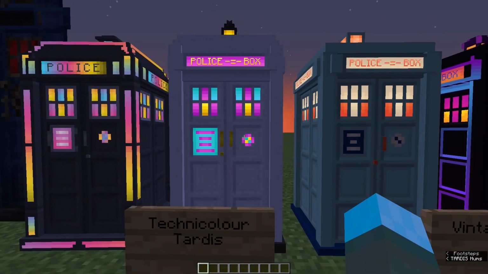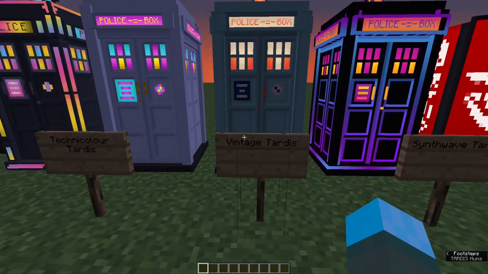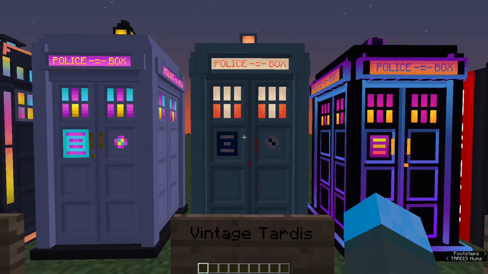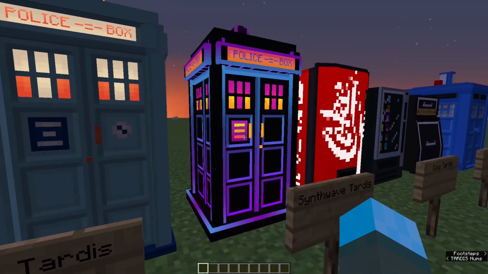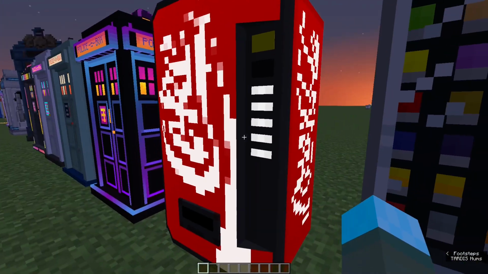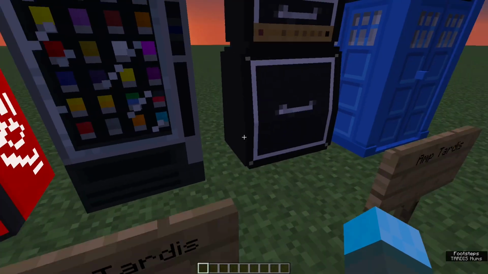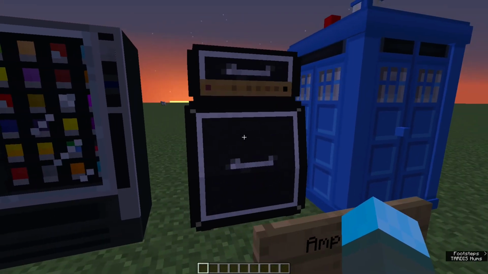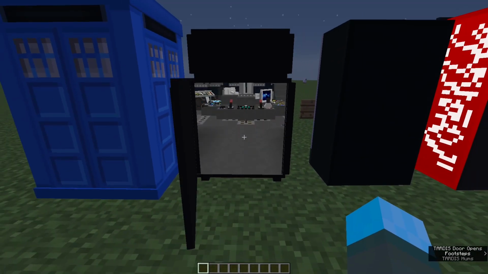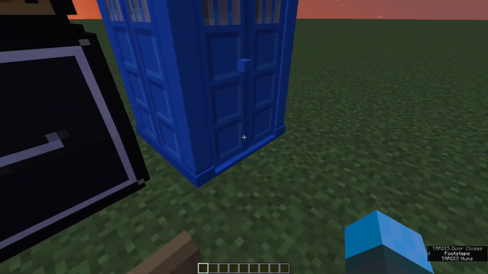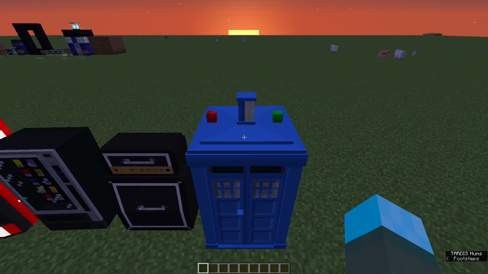Technicolor TARDIS. Vintage TARDIS. Synthwave TARDIS. Cola TARDIS. Snack TARDIS. Amp TARDIS. This actually is only get-inable from the back. And finally, Dennis Fisher TARDIS.